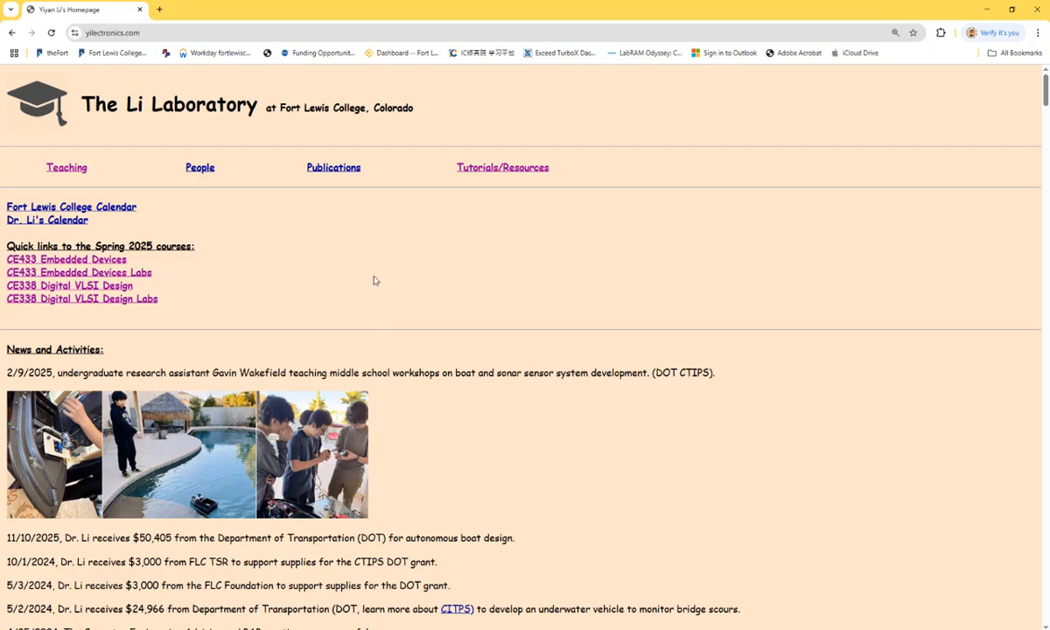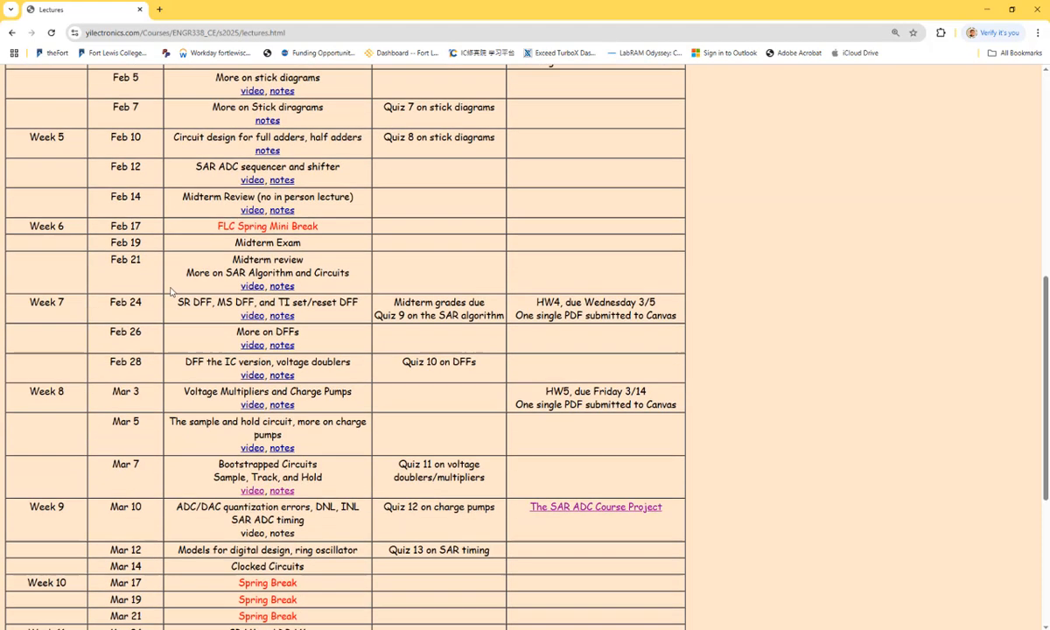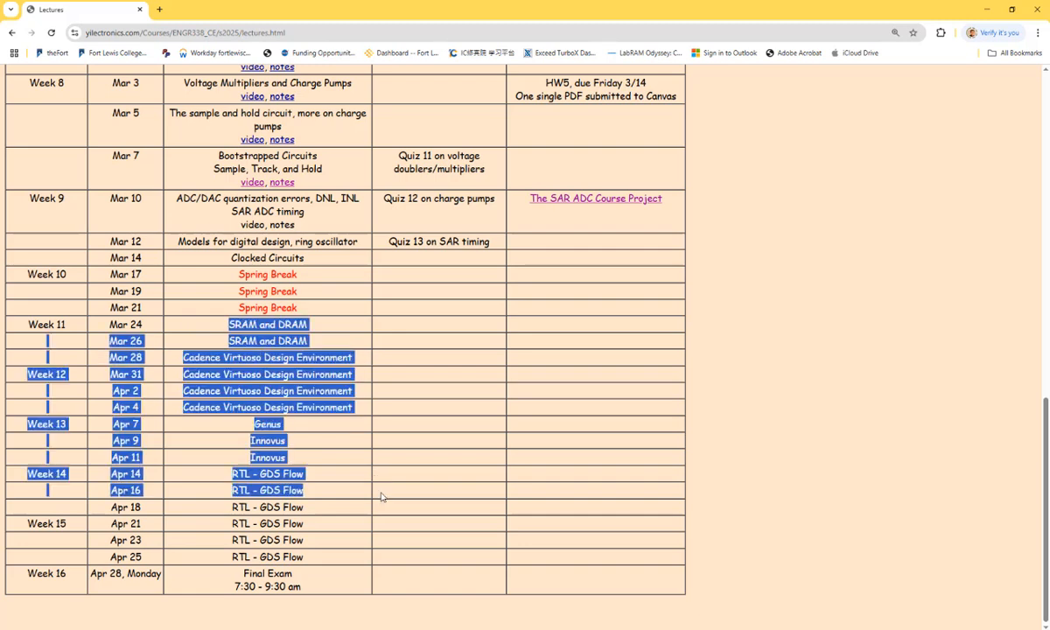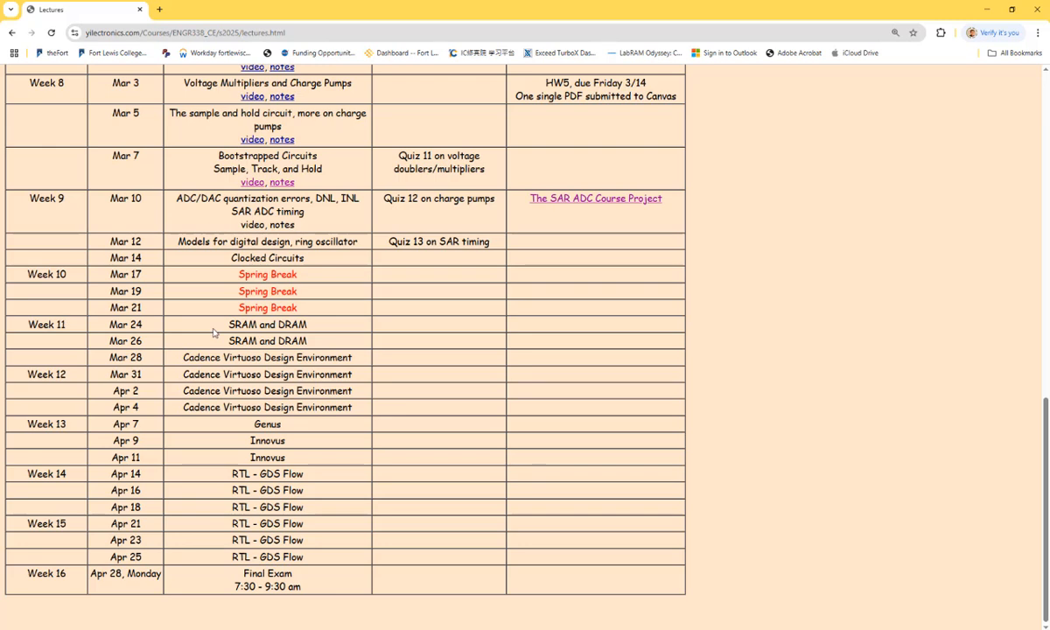We have to cover memories, RAMs, but after that, I'm going to give the time to you guys, and during the lecture time, we'll probably work in the lab to do all the Cadence tutorials. You can see on the schedule that after spring break, it's going to be mainly just hands-on.